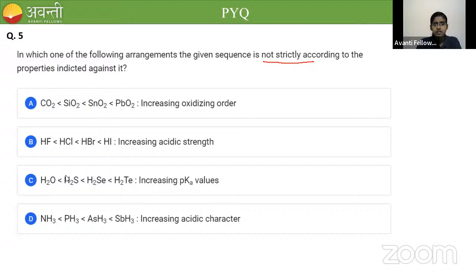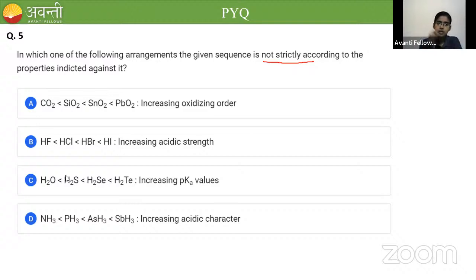Is option A order correct? In option A, increasing oxidizing order is given. So lead oxide has a very high oxidizing nature. As we all know, on moving down the group, the oxidizing power increases for oxides. So that is correct. Coming to option B, acidic strength is given. Yes, HI is a strong acid and HF is a weak acid, so the given order is the increasing order of acidic strength.